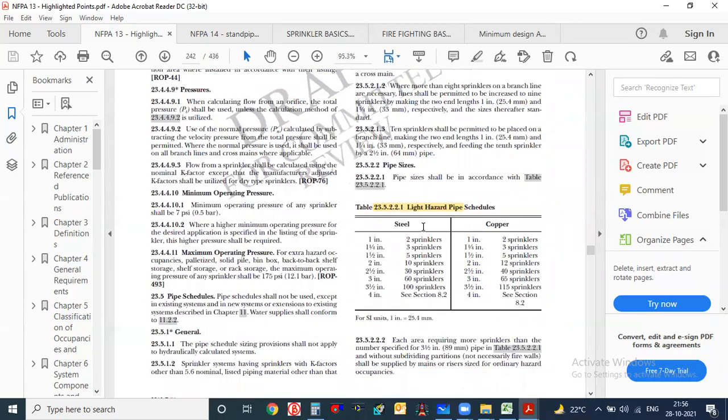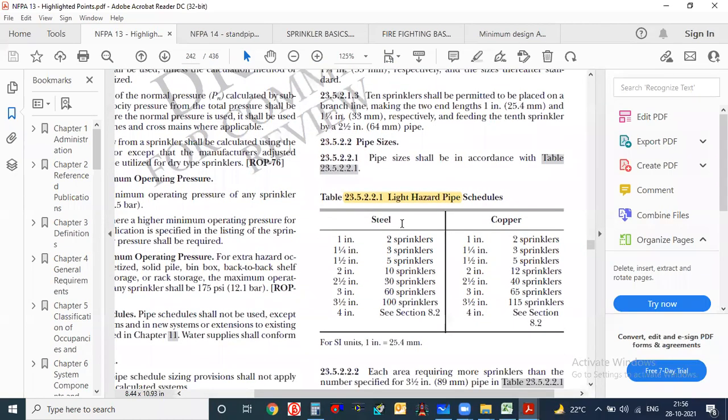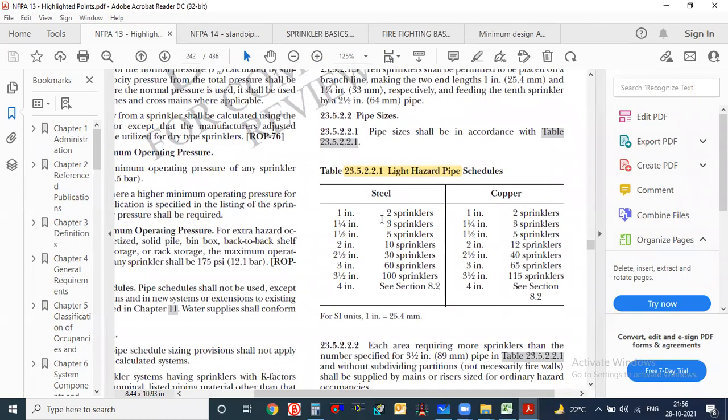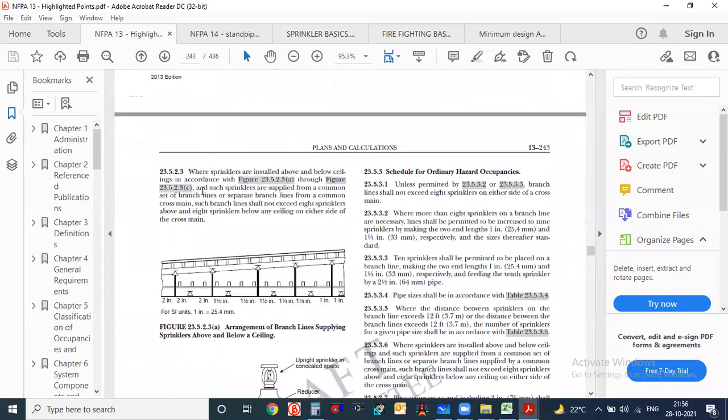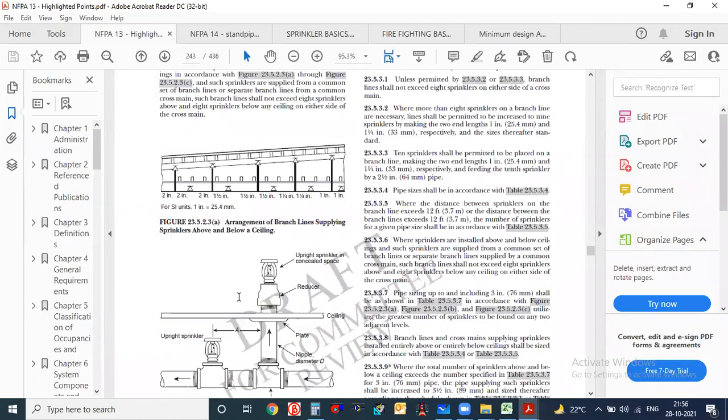And next important thing, they have given the pipe sizes. Now this is the pipe schedule size we have to follow. For light hazard, if you are having 2 sprinklers, 1 inch; 3 sprinklers, 5, 10, 30, 60. I will explain this to you, how we have to understand this. Steel and copper pipe sizing is given here. And in the same way, they have given some arrangement of sprinklers also, how the sprinklers are arranged, upright sprinklers, and how this pipe size will be arranged, that arrangement is given.